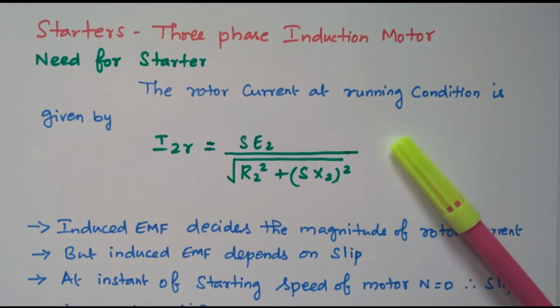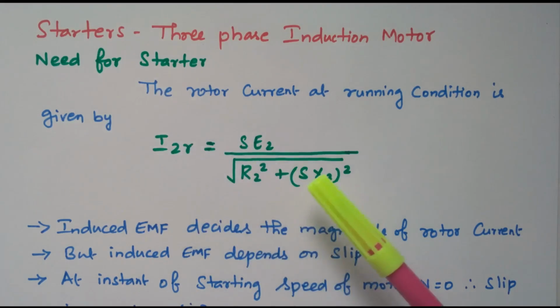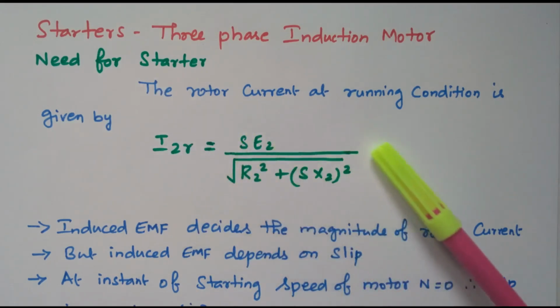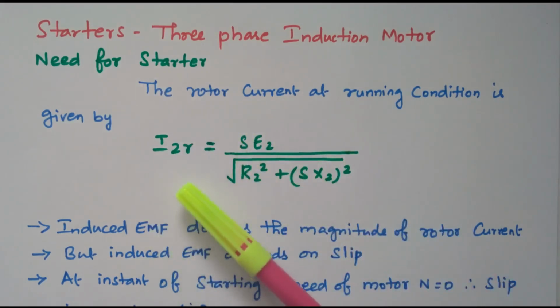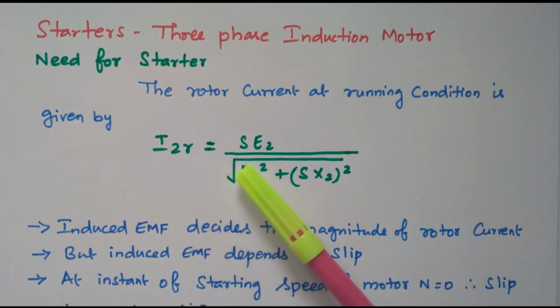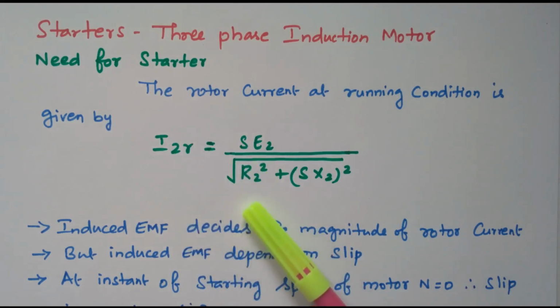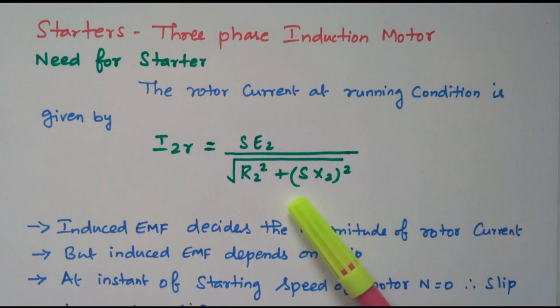Now we'll go to the topic. The need for the starter. The rotor current at running condition is given by I2R equal to S E2 divided by square root of R2 square plus (S X2) whole square.